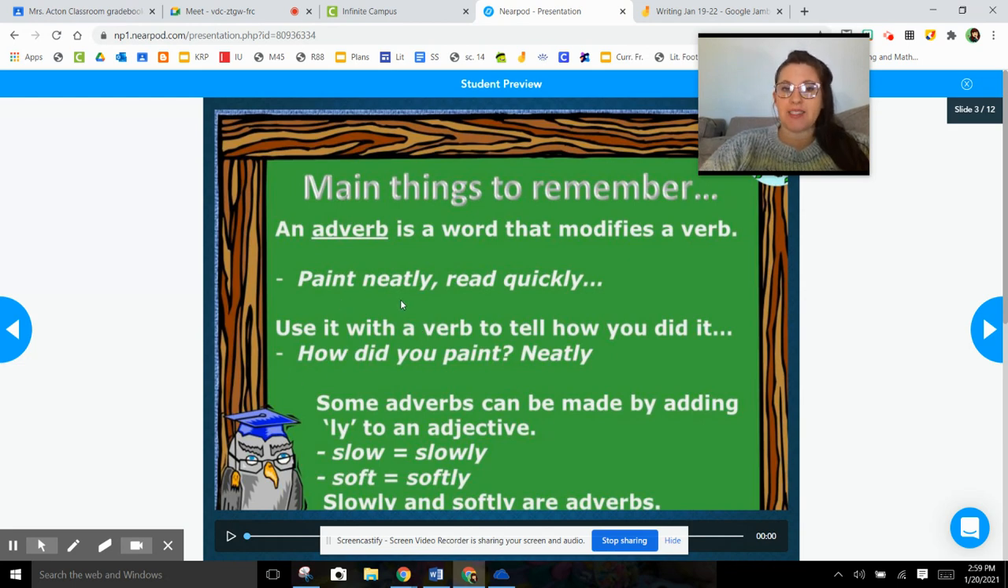So think about paint neatly or read quickly. How did you paint? You painted neatly. So that answers the how question about how you painted. A lot of times there are adjectives, ways that we describe nouns like slow, soft, smooth, excited, proud. You should add that ly at the end and it turns it into an adverb.